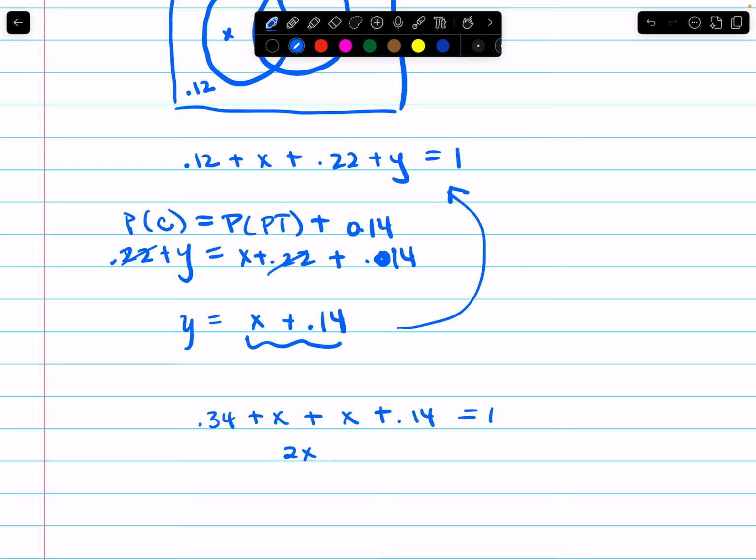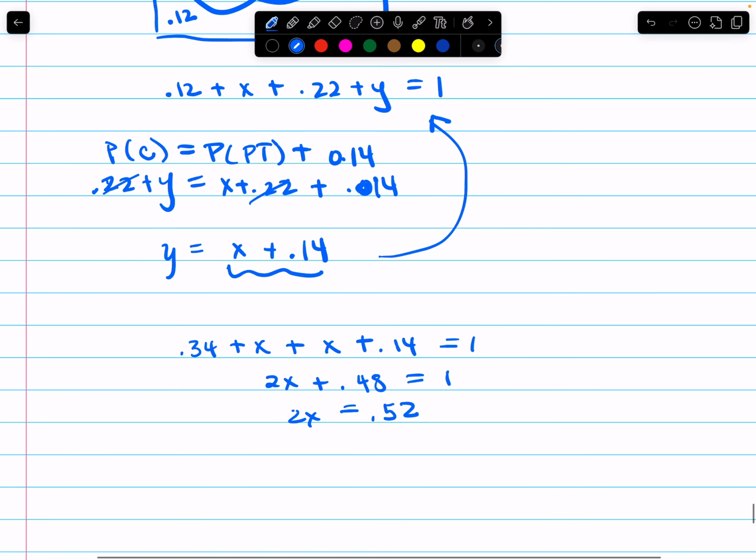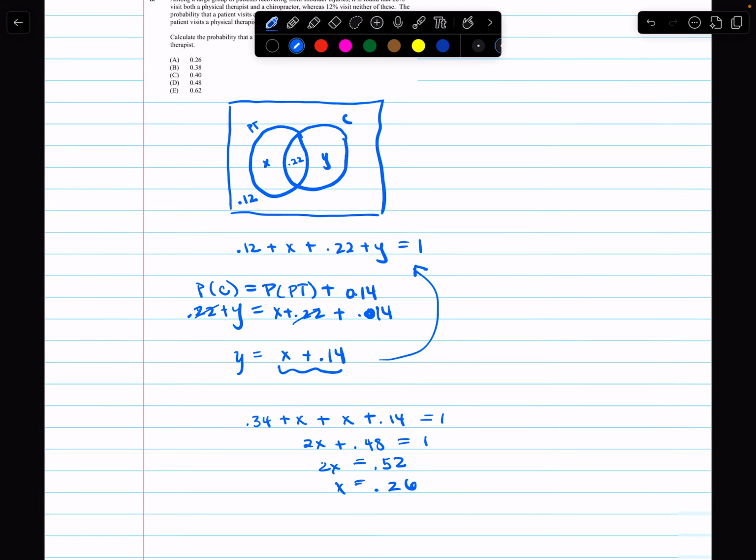So 2X plus, what is that, 0.48 equals 1. 2X equals, if I subtract it, 0.52. If I divide both sides by 2, I get 0.26. So X is equal to 0.26.